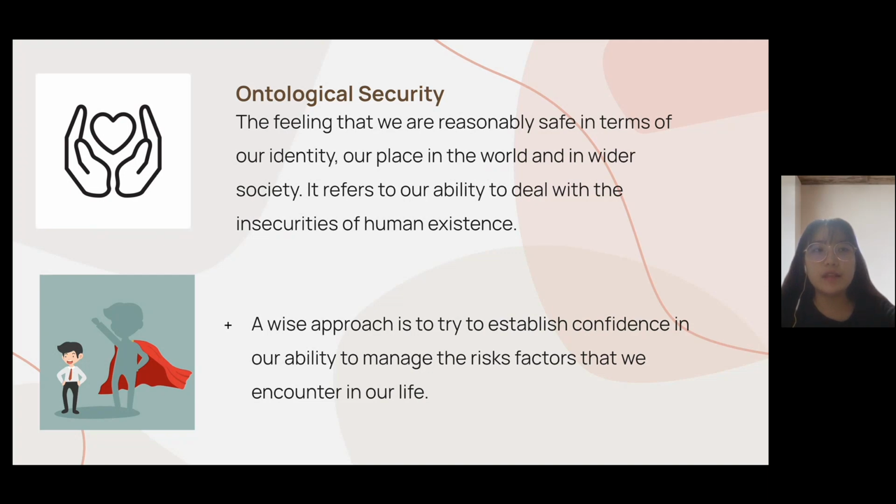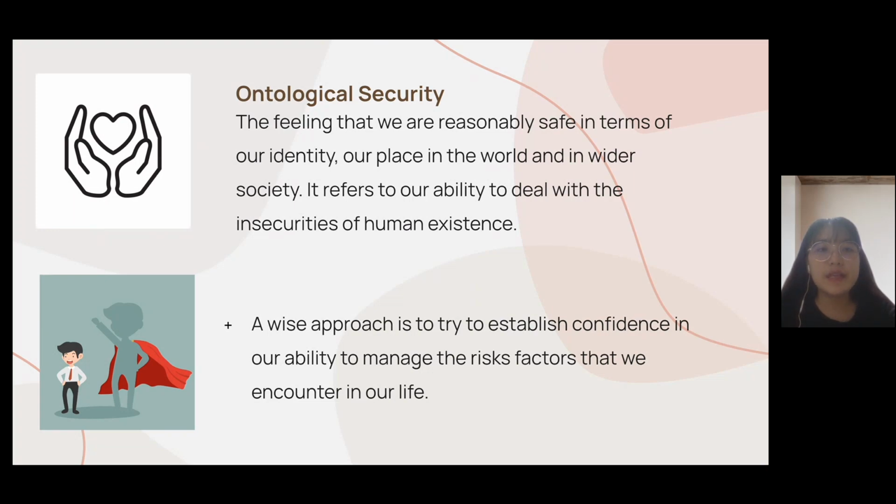So, there is a term called ontological security. The feeling that we are reasonably safe in terms of our identity, our place in the world, and in the wider society. It refers to our ability to deal with the insecurities of human existence. As we know, life is full of risk and uncertainty, so trying to create complete security is impossible. A wiser approach is to try to establish confidence in our ability to manage the risk factors that we encounter as we go on with our life.